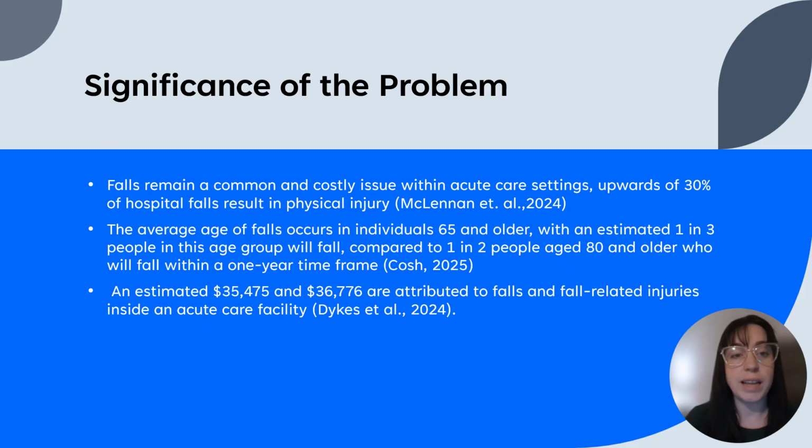Falls in acute care settings can be costly to both the patient and the hospital system. An estimated $35,475 and $36,776 are attributed to falls and fall-related injuries inside an acute care facility. Preventative measures such as fall risk assessments and the implementation of safety protocols are essential for decreasing the number of falls in hospitalized patients.